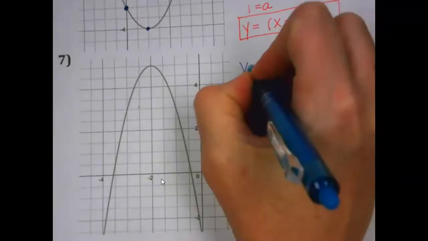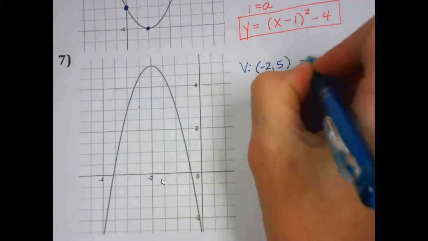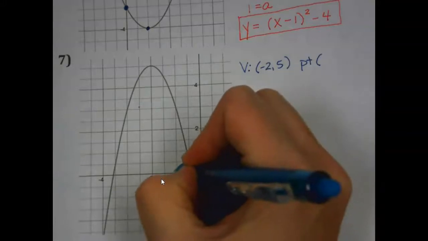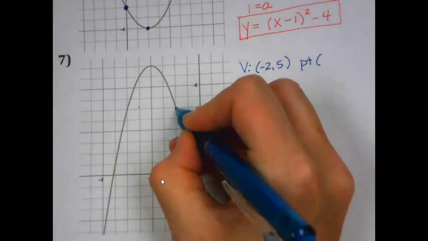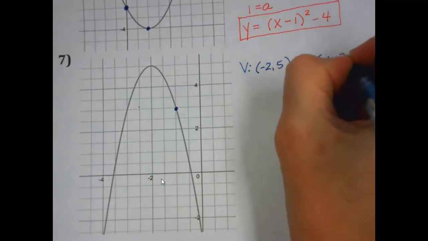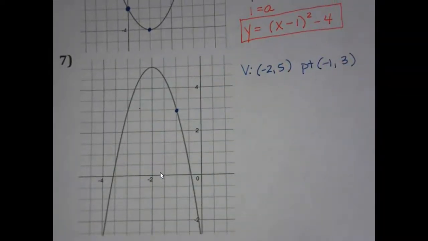All right, hopefully you located your vertex at -2, 5. And your point might be different than my point. I used the point -1, 3. You might have used a different one. So your work might look different, but our final answer should be the same.